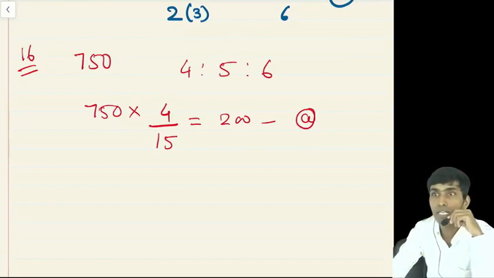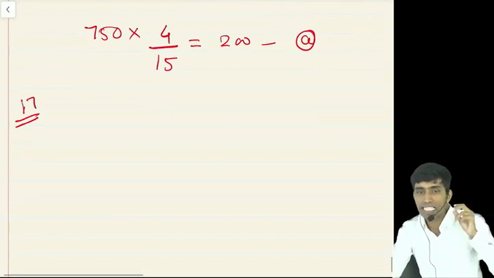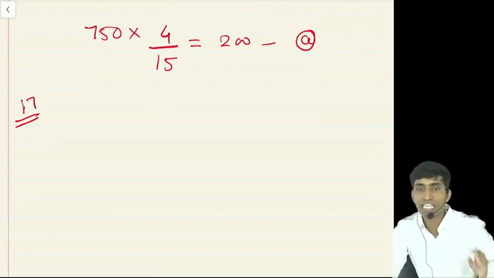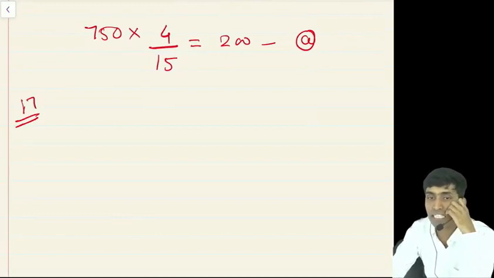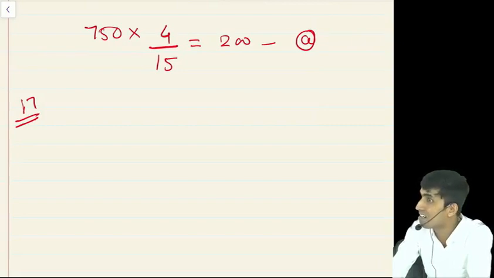Arey, simple. 17th sum. Yes, anyone, can you tell me how to solve the 17th one? The sum of the ages of the three persons is 150. Sum of the age is how much? 150. 10 years ago, their ages were in the ratio 7 is to 8 is to 9. Correct? How will we solve? Plus 10. Minus 10, no?